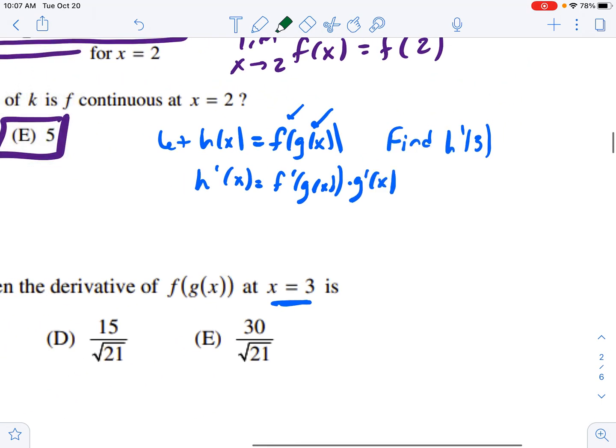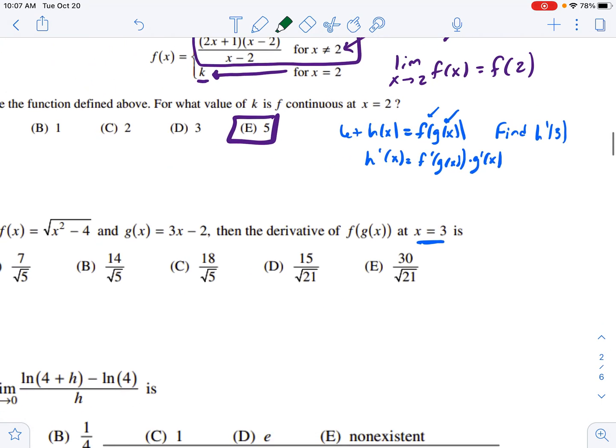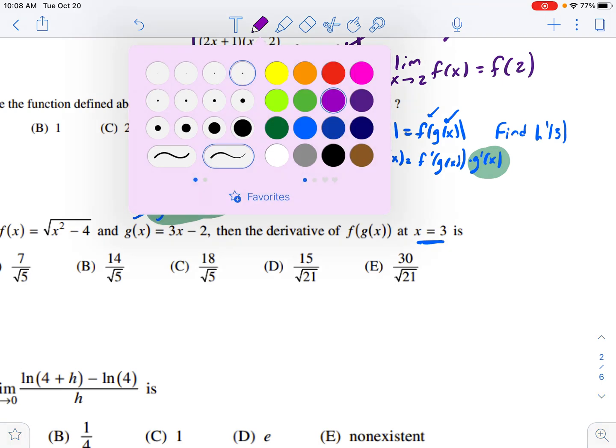Okay, g prime of x isn't too bad here, right? g of x is 3x minus 2, so g prime of x is just going to be 3. So we'll highlight that. But I also need f prime of g of x, and that can seem a little strange.